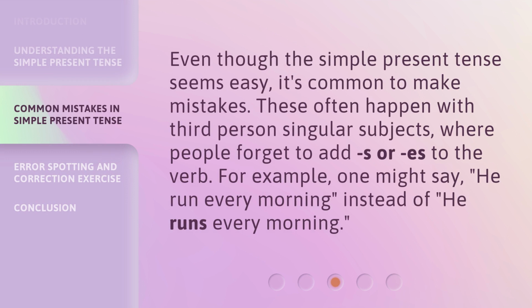Even though the simple present tense seems easy, it's common to make mistakes. These often happen with third-person singular subjects, where people forget to add s or es to the verb. For example, one might say, he run every morning, instead of, he runs every morning.